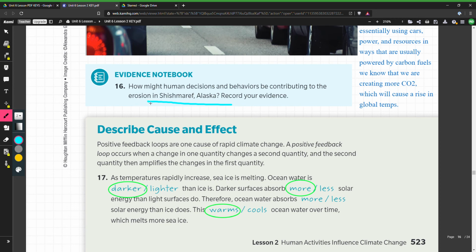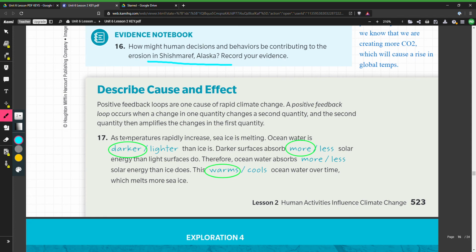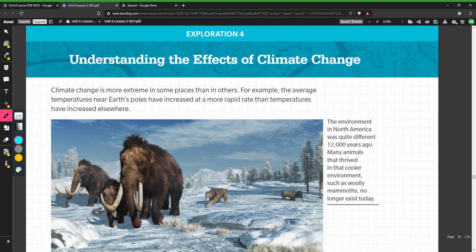So, burning fossil fuels and stuff, and then just living in the area would make it worse as well. And this is something I talked about already, the positive feedback loop. It's when the land gets darker, there's more of it, so more of it gets warmer.